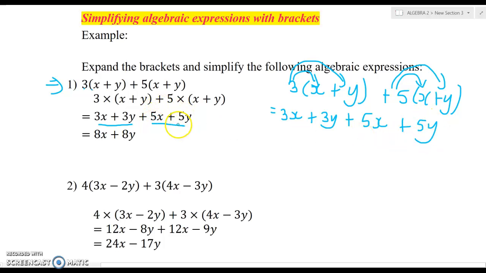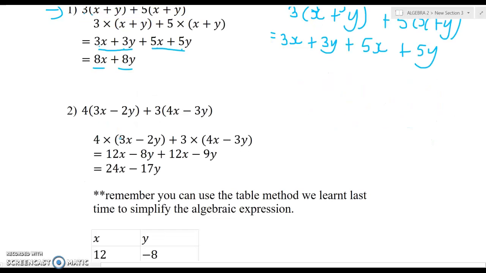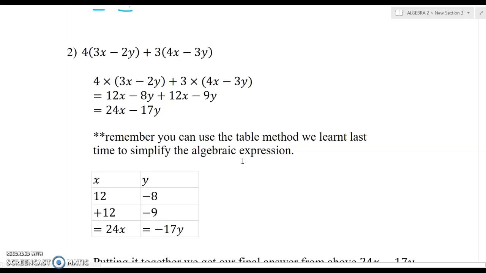From there, we just simplify our expression. We have 3x plus 5x, that gives us 8x. Then 3y plus 5y gives me 8y. So 8x plus 8y. And now let's look at our second example.